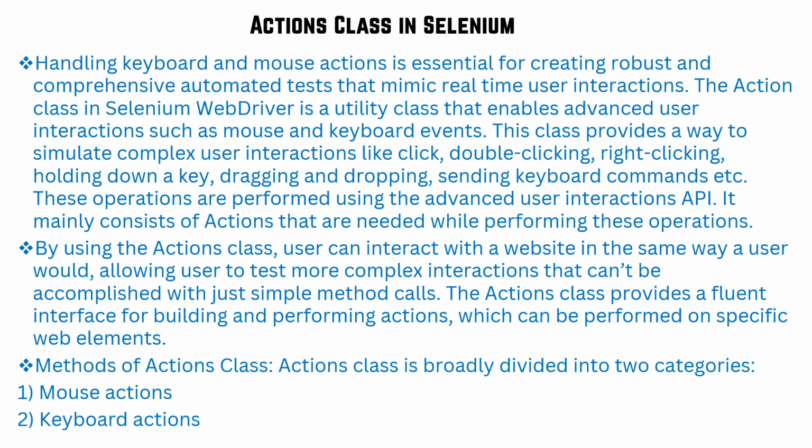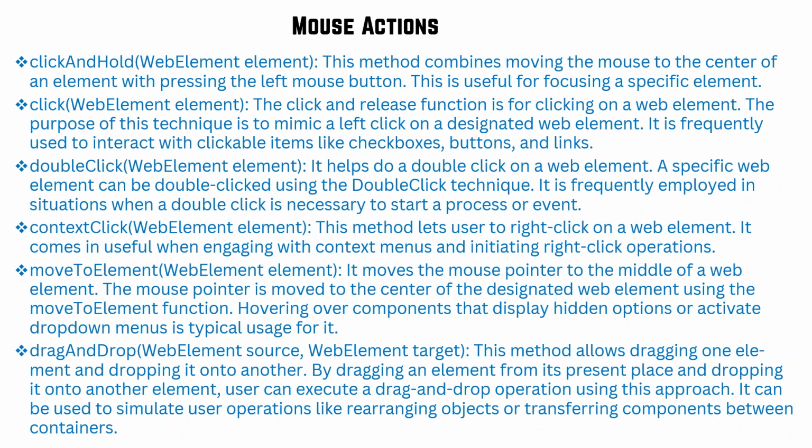What are the two categories of the Actions class? One is called mouse actions, one is called keyboard actions. Mouse actions means whatever you can do through the mouse, and keyboard actions means whatever you can do on the keyboard. So we'll cover mostly the mouse actions. There are a couple of actions you can do, like click and hold, click, double click. Context click is nothing but the right click, move to element, and drag and drop.